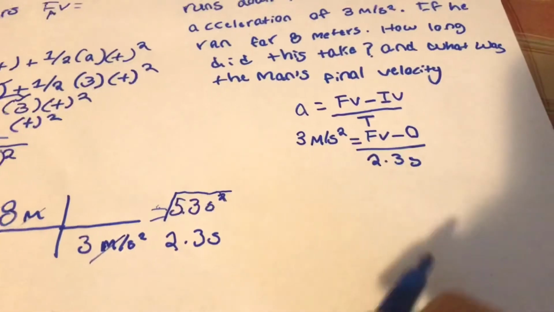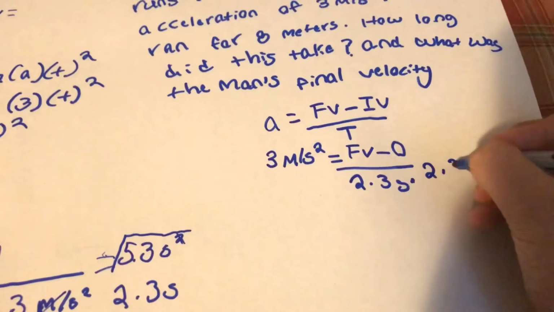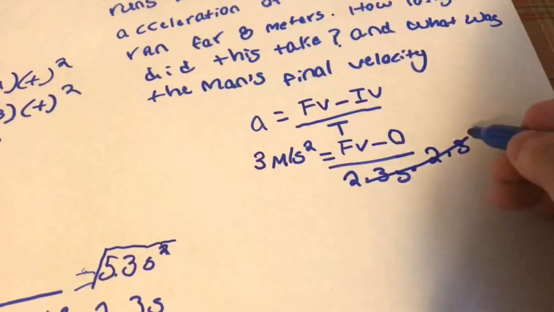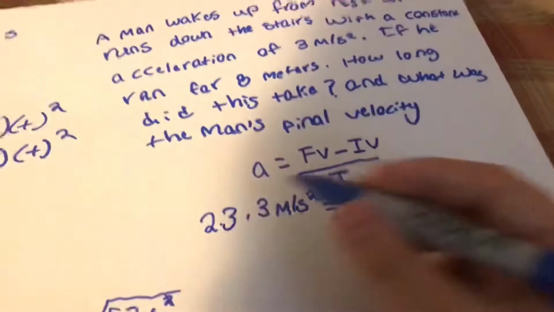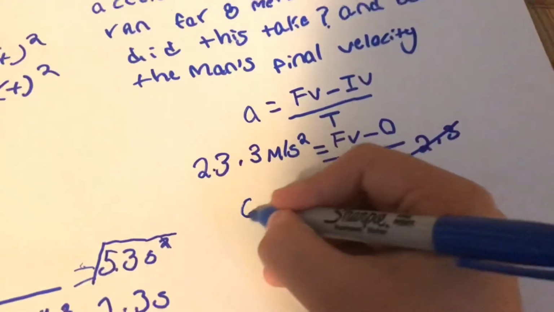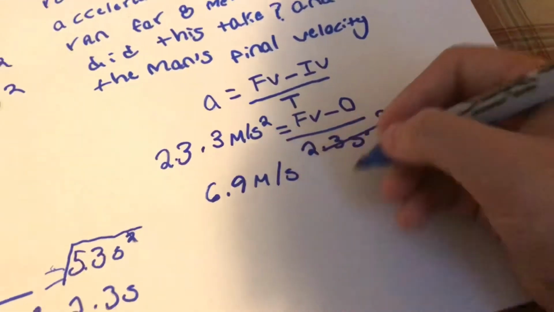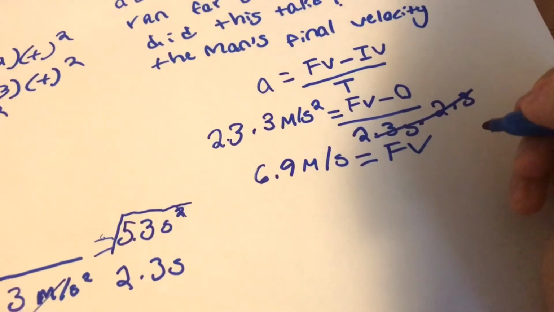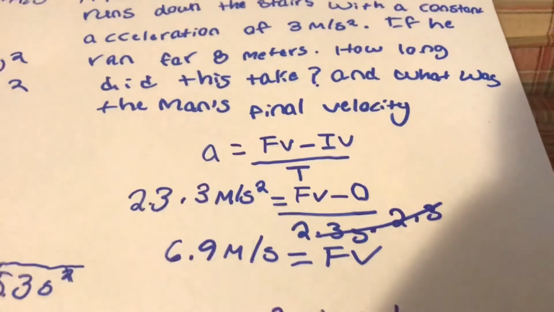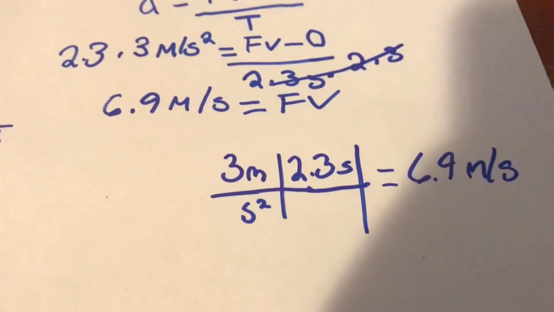So, now that we plugged everything in, we can solve it. So, first you would multiply the time by itself, which would cross that out. You would multiply acceleration by your time. So, by multiplying these, you would get 6.9 meters per second, which would equal the final velocity. We can also take this and do the same thing that we did for the displacement formula and put it in dimensional analysis, which would look like this. And we get the exact same answer.